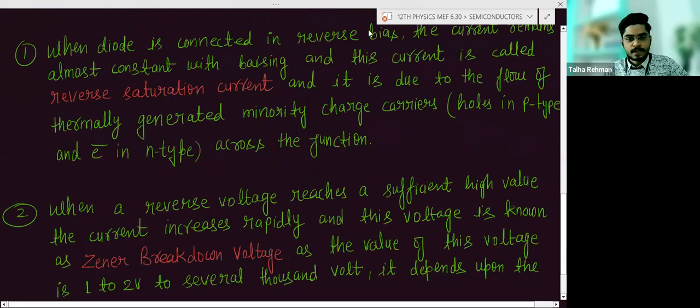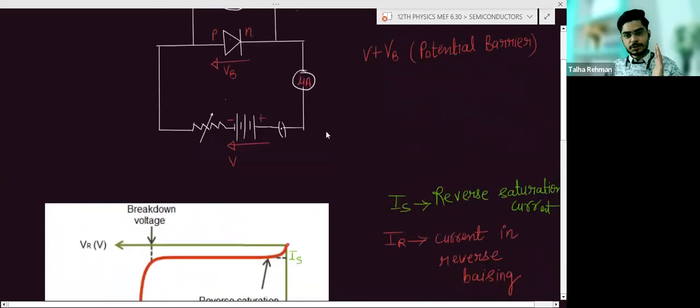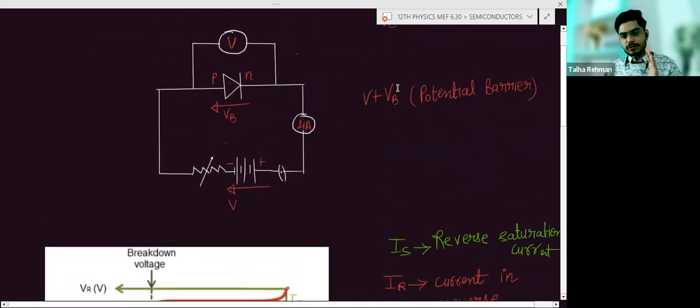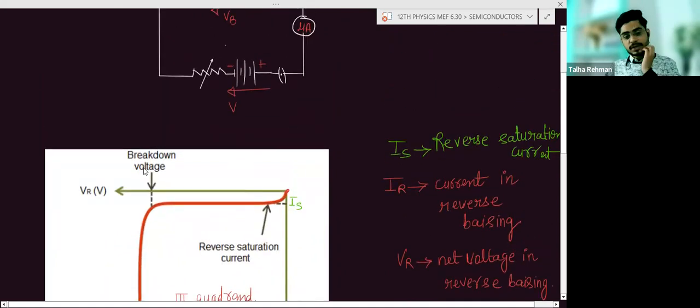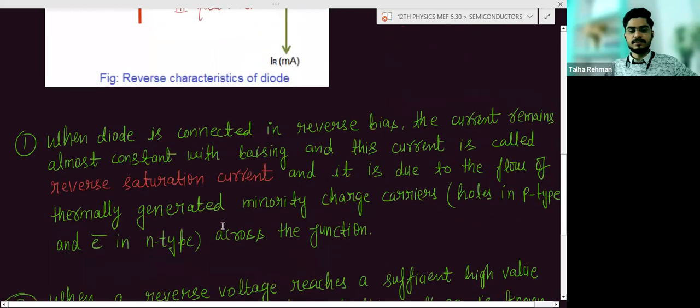So what is here? You are increasing the voltage in the negative direction, means reverse voltage you are increasing. So this potential barrier will decrease. After a certain negative voltage, this value will become 0, and then again there will be a condition of breakdown, and the current will suddenly increase. Okay.